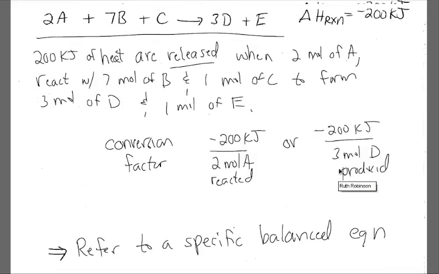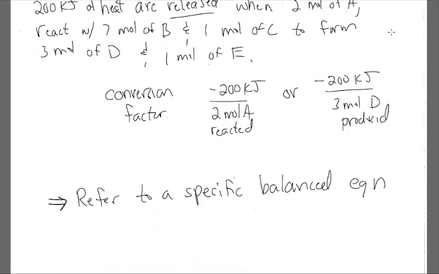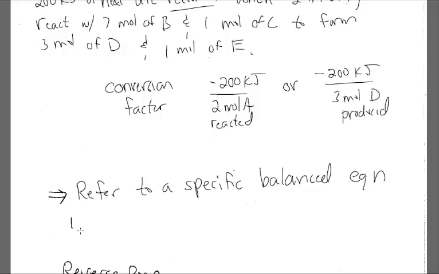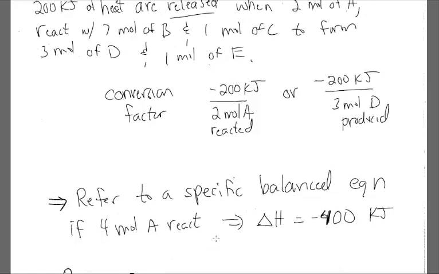If we had twice as much, if we had 4 moles of A, we would have 400 kilojoules. Okay, whatever factor you multiply these by, you would multiply the delta H reaction by as well. So if 4 moles A react, the delta H would be negative 400 kilojoules.